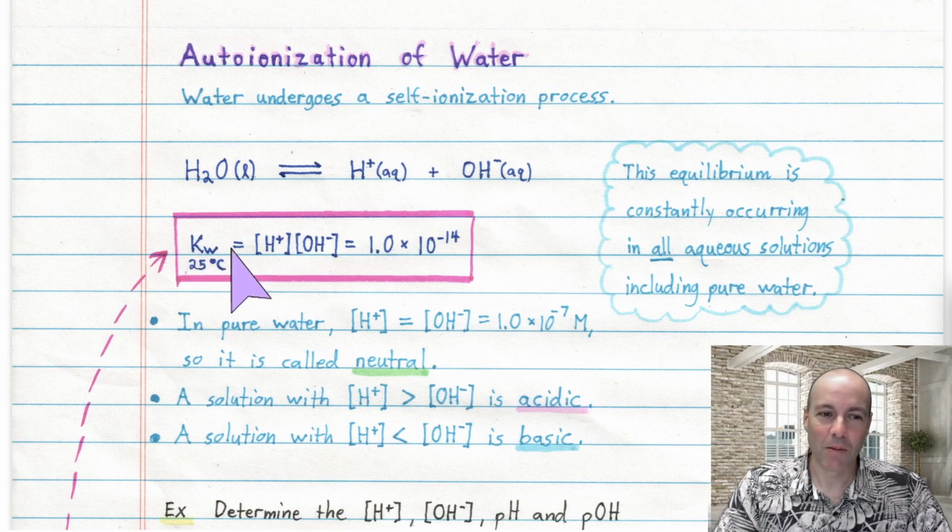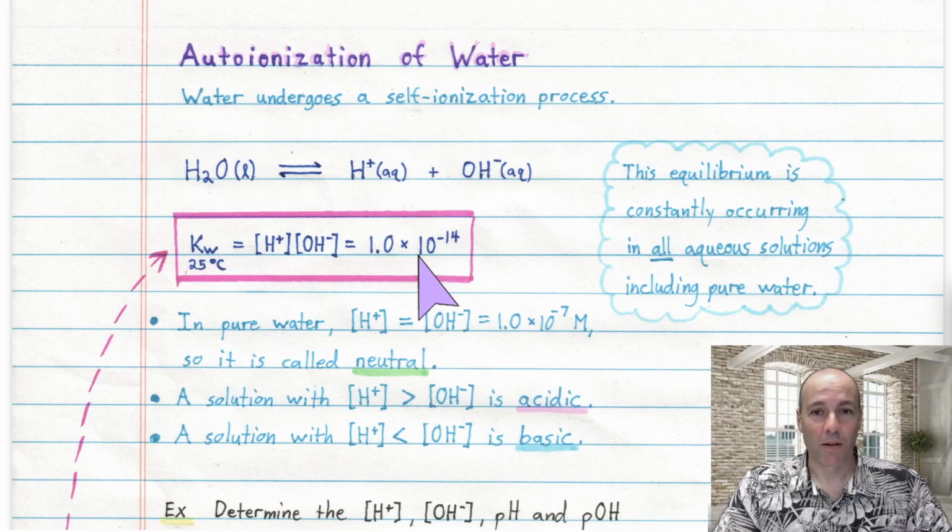So the equilibrium constant expression for this equilibrium is pretty simple. It's just the proton times the hydroxide concentration. And at 25 degrees, the equilibrium constant is 1 times 10 to the minus 14, or simply 10 to the minus 14.